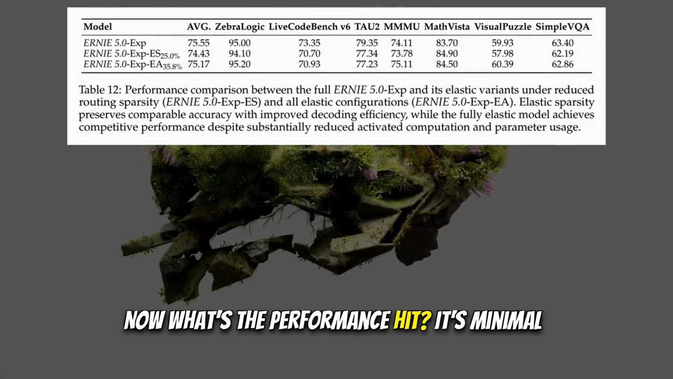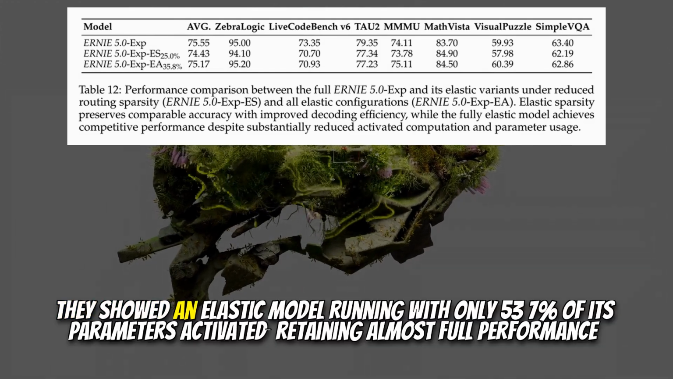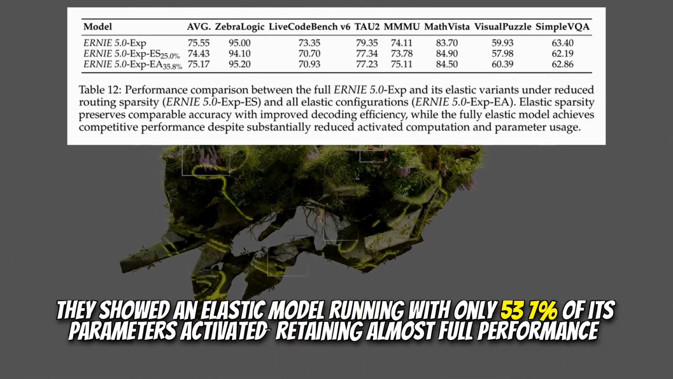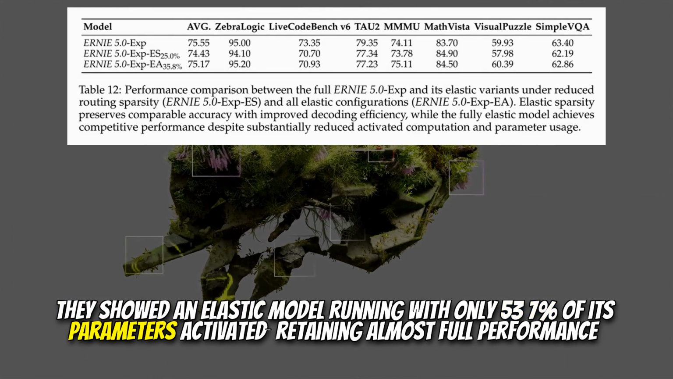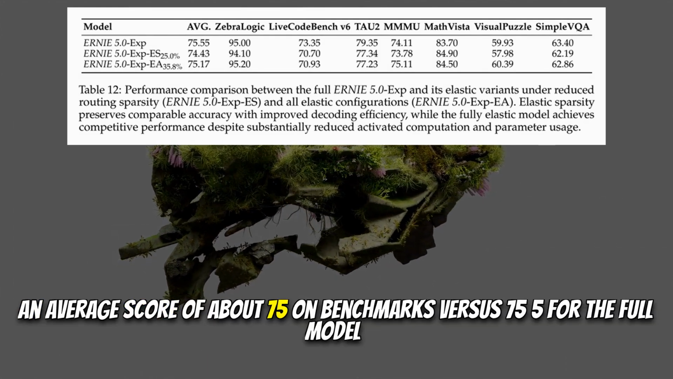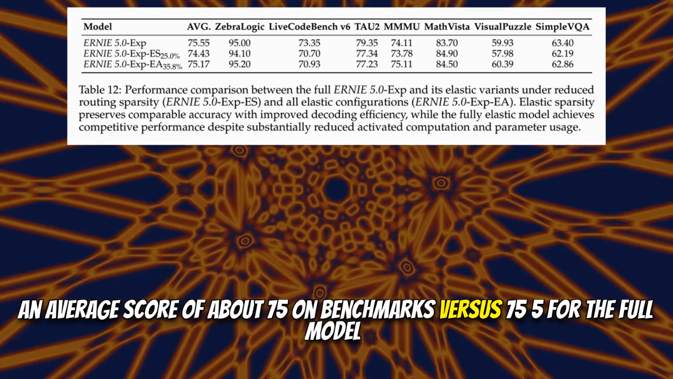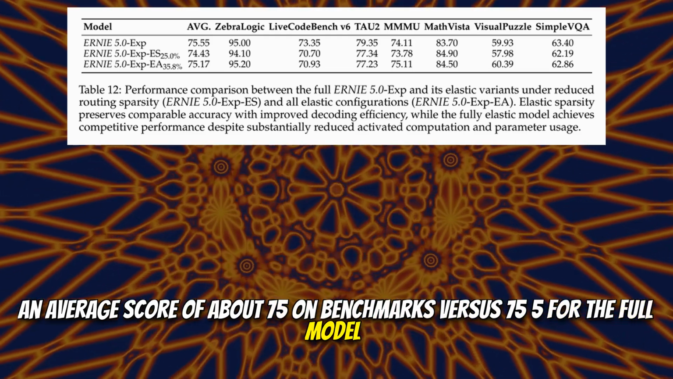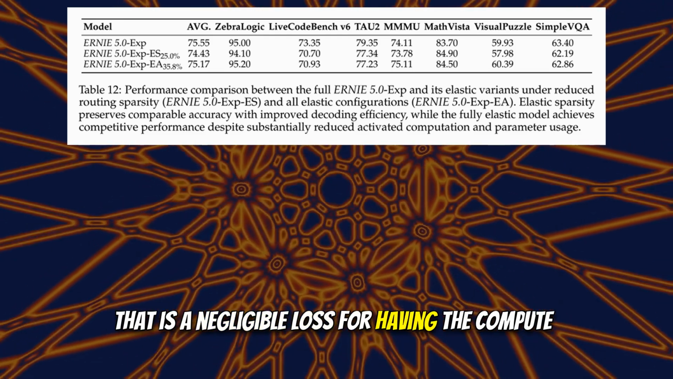Now what's the performance hit? It's minimal. They showed an elastic model running with only 53.7% of its parameters activated, retaining almost full performance. An average score of about 75 on benchmarks versus 75.5 for the full model. That is a negligible loss for having the compute.